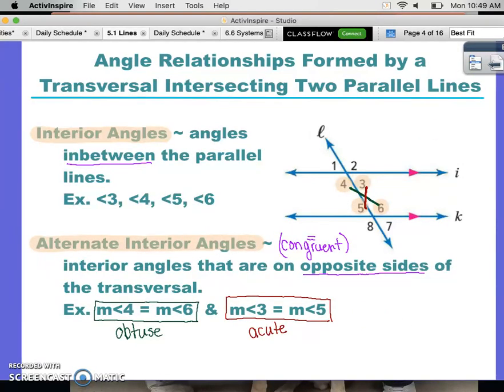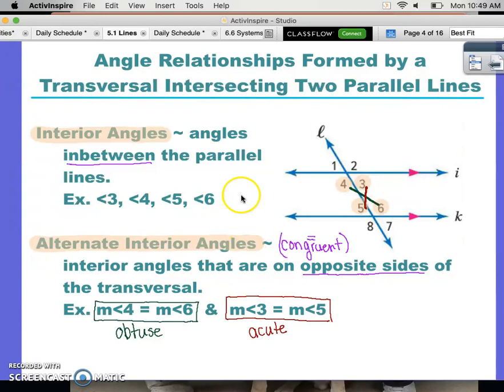A few more vocabulary words. Angle relationships formed by a transversal intersecting two parallel lines. So the nice thing about if you have two lines that are parallel and you have a line that intersects them, like this one, line L is the transversal, is that certain angles will have a certain type of relationship, and you can infer or draw the conclusion of that, and then you can tell certain information from that.